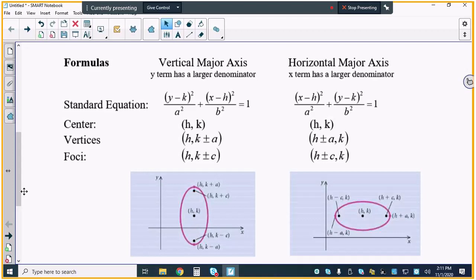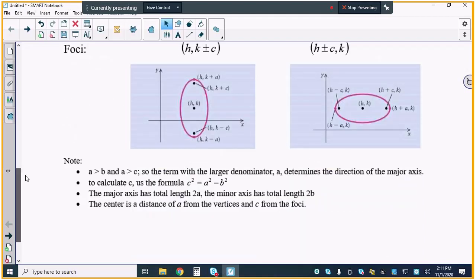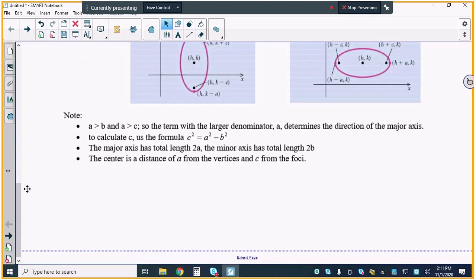Similarly, if a is greater than b and the ellipse is of the form (x minus h) squared over a squared plus (y minus k) squared over b squared equal to 1, then the center is (h, k). And this time you change only the x coordinates to get the vertices and the foci. So you say (h plus or minus a, k) and (h plus or minus c, k) are vertices and foci respectively, where c, the constant, is called the eccentricity of the ellipse. And to calculate c, we use the formula c squared equals a squared minus b squared.